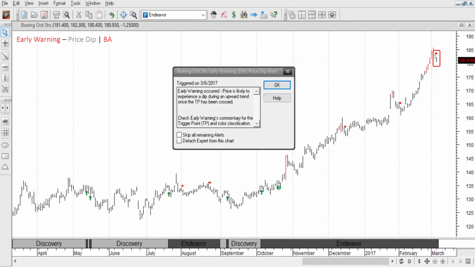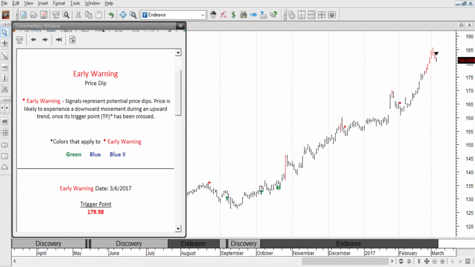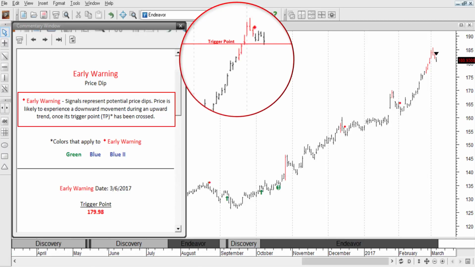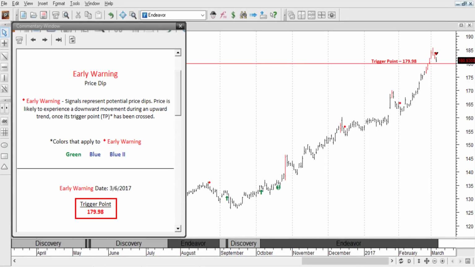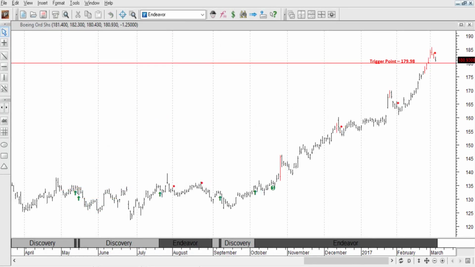Like always, an alert box will pop up to remind you what the signal represents and to check the commentary for the trigger point. So, I'll bring up the commentary, and from here, you know the drill. You'll find the definition of early warning and the criteria needed to confirm the signal. Early warning signals need price to cross the trigger point to be confirmed. Our trigger point is 179.98, which I'll label on the chart with a red line. I'll get rid of the commentary, and all together now, we wait for price to cross the trigger point. With early warning signals, we don't really know how long it's going to take to cross.